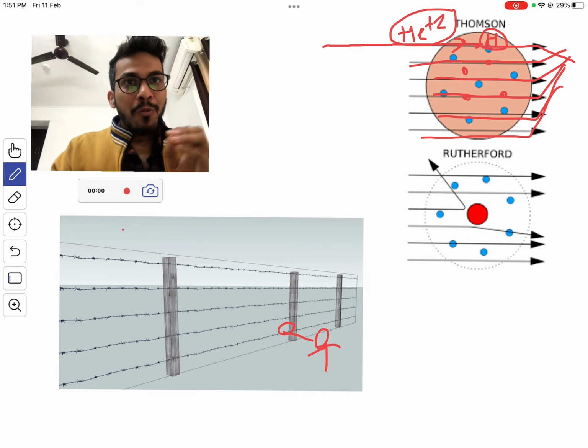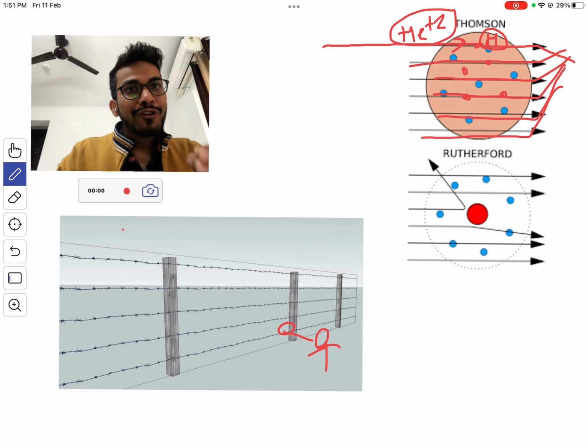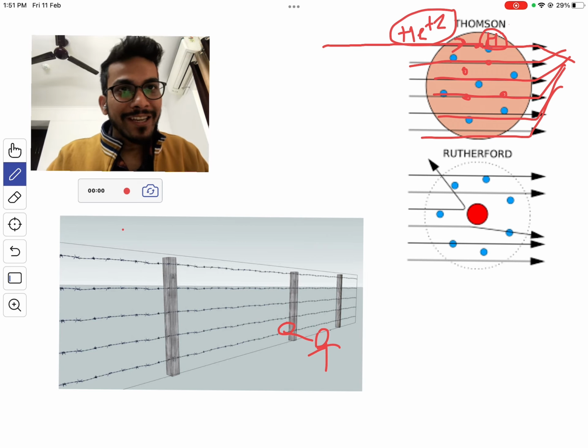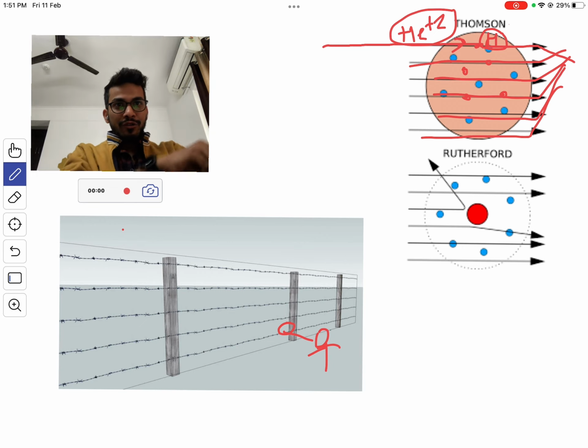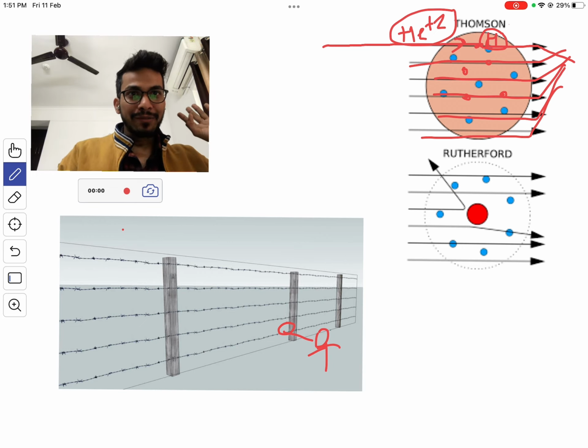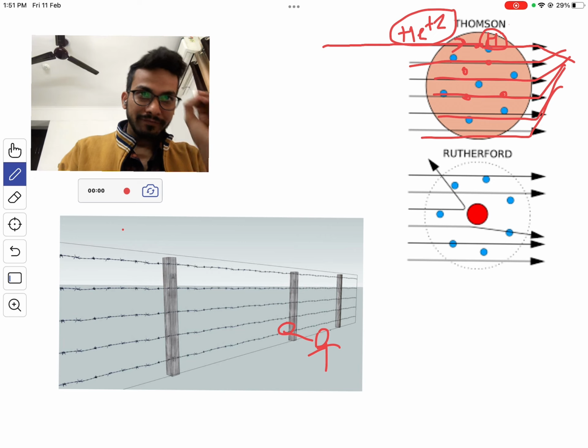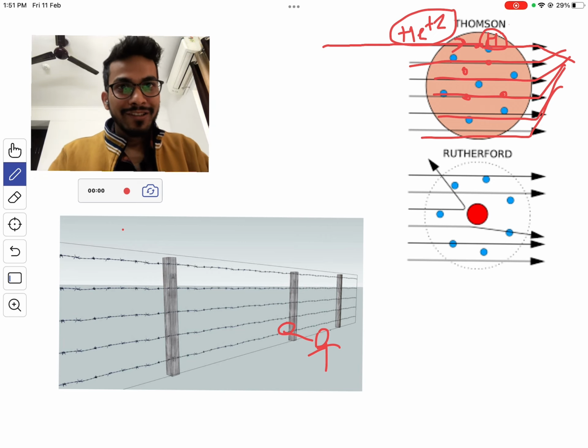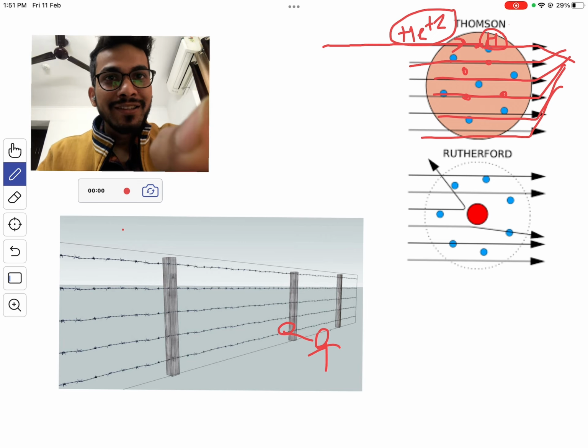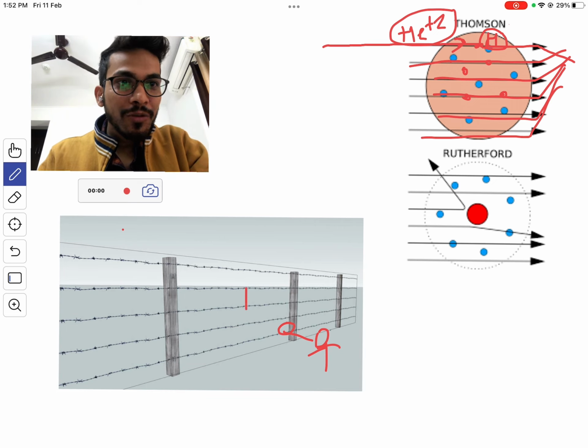Yes, you are right. Most of the time the ball will cross the fence and go to the other side. If you are throwing the ball 1000 times, the maximum number of times it is going to cross the barbed fence. Why is it like that? Because you can see that there is a large number of empty spaces.